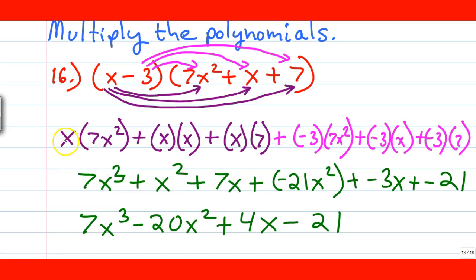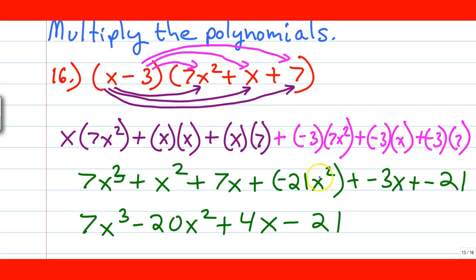Let's clean it up. So a 7x squared times an x makes a 7x cubed. An x times an x makes an x squared. A 7 times x makes a 7x. A negative 3 times a positive 7x squared makes a negative 21x squared, plus my negative 3 times my x, so a negative 3x, and then lastly, a negative 3 times a 7 to make a negative 21.